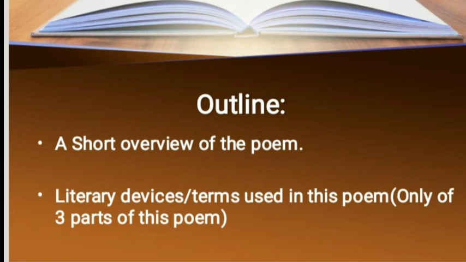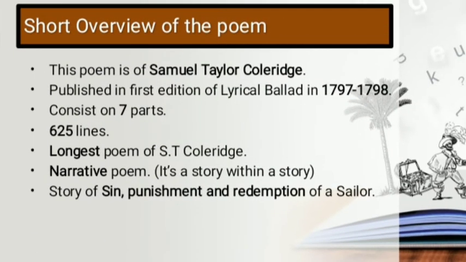Here I discuss a short overview of this poem and the literary devices or terms used in it, but I only discuss three parts of this poem. First of all, a short overview. This poem is by Samuel Taylor Coleridge, published in the first edition of Lyrical Ballads in 1797 to 1798, and consists of 7 parts and 625 lines.